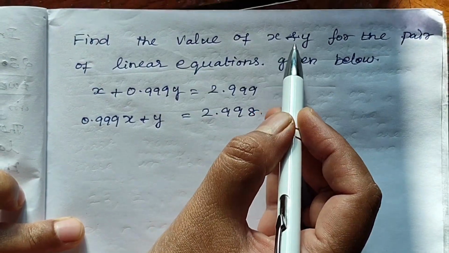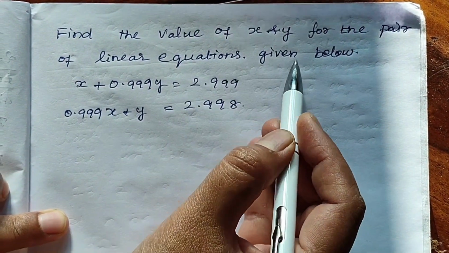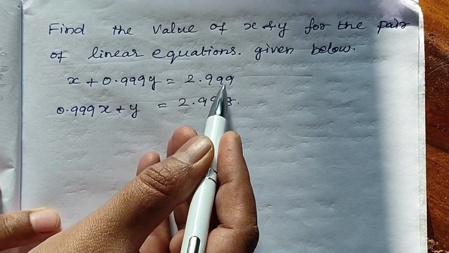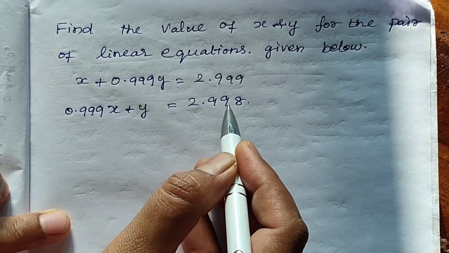Find the value of x and y for the pair of linear equations given below. x plus 0.999y equal to 2.999. 0.999x plus y equal to 2.998.